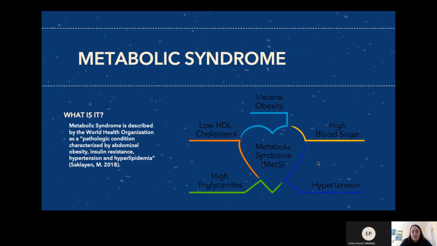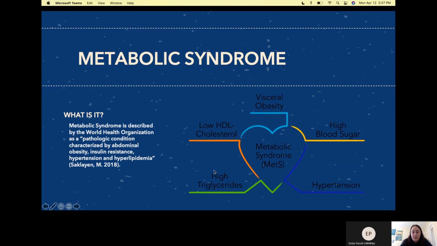On the right there, I have a picture. It shows how the visceral obesity, the high blood pressure, low HDL cholesterol, which is the good cholesterol, hypertension, and high triglycerides all come together to form the encompassing syndrome, metabolic syndrome, or MetS.